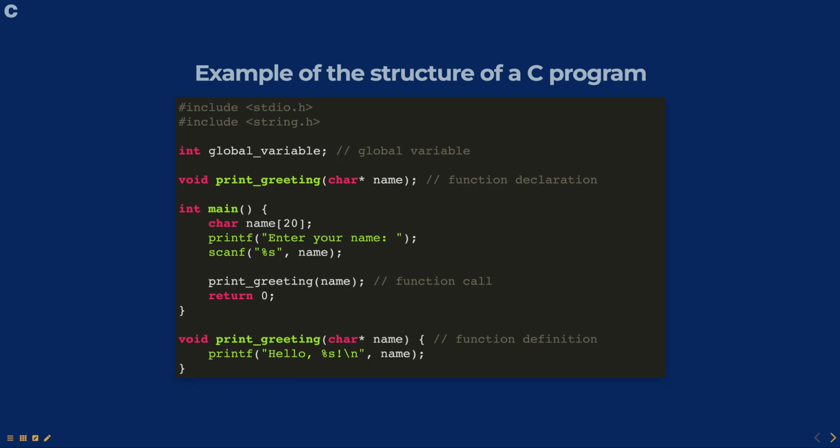The last line of the main function is return 0, which is used to indicate that the main function has completed successfully.